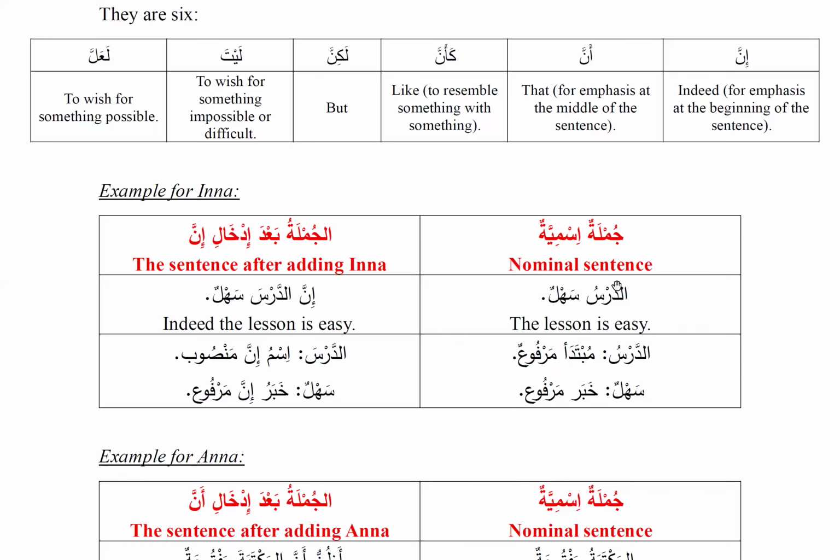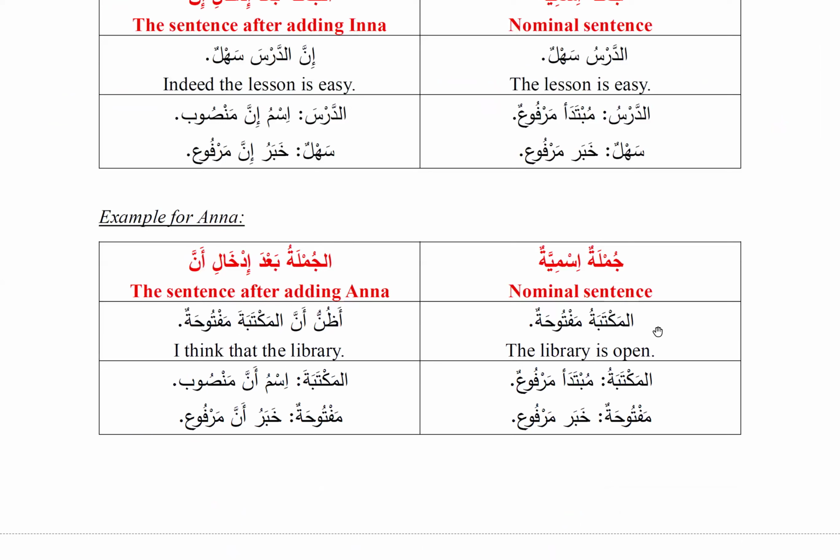Next we have anna. Now anna, we have an example here. Al-maktabatu maftuhatun, the library is open. When you add anna, the example is with adhunnu. Adhunnu means I think. Adhunnu anna al-maktabata maftuhatun. So the maktabatu becomes maktabata. Maktabatu, which is mubtada marfu', becomes ismu anna mansoob. Maftuhatun, which is khabar marfu', becomes khabaru anna marfu'.